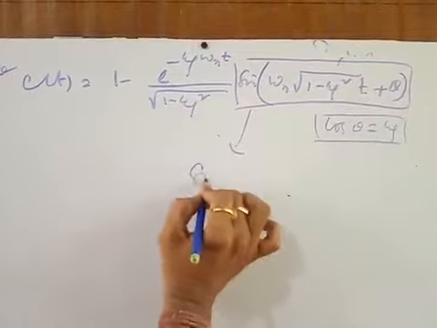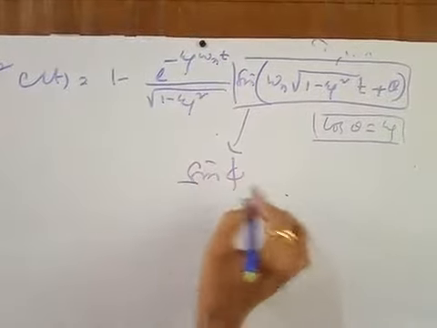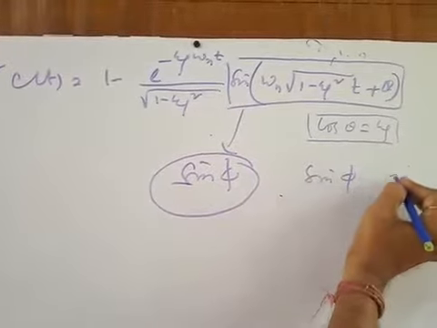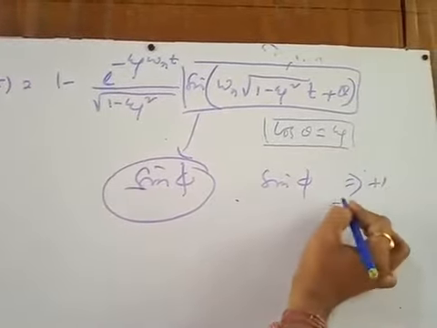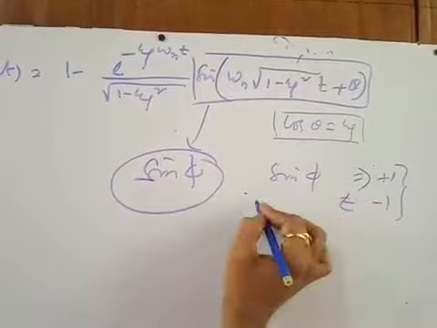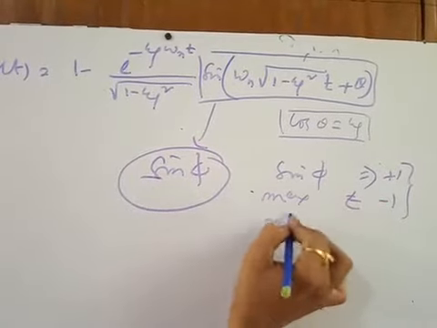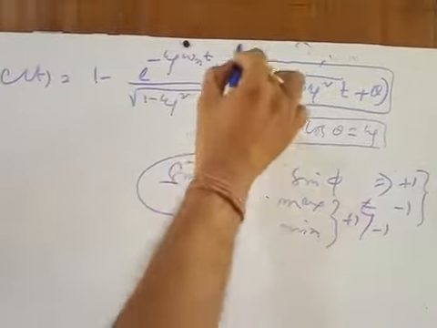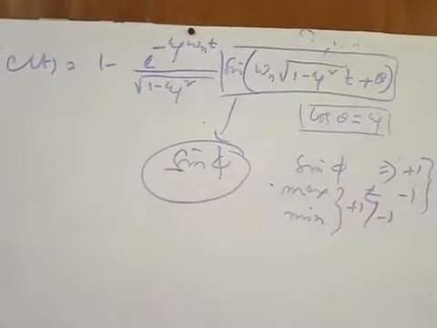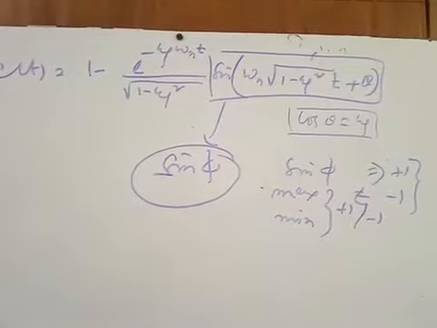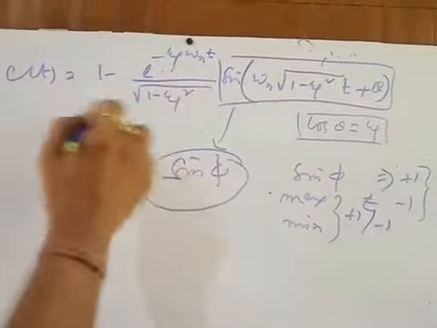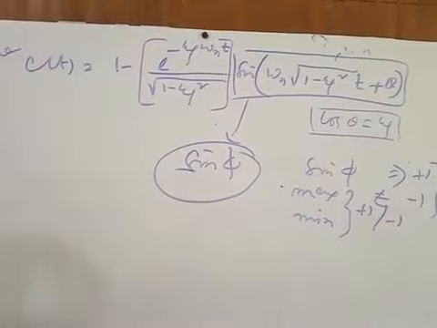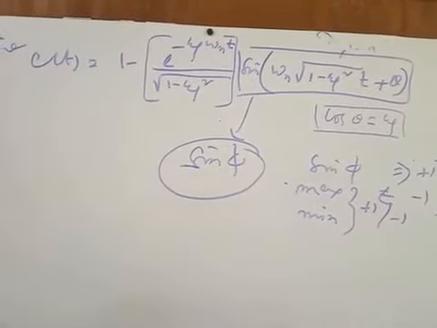So this is your sine phi, say, and the value of sine phi is maximum plus 1 and minimum minus 1. So actually this part will be plus 1 or minus 1, and according to that, if you get the sine out of here, what will this part be? This part will be plus 1 one time and minus 1 another time.